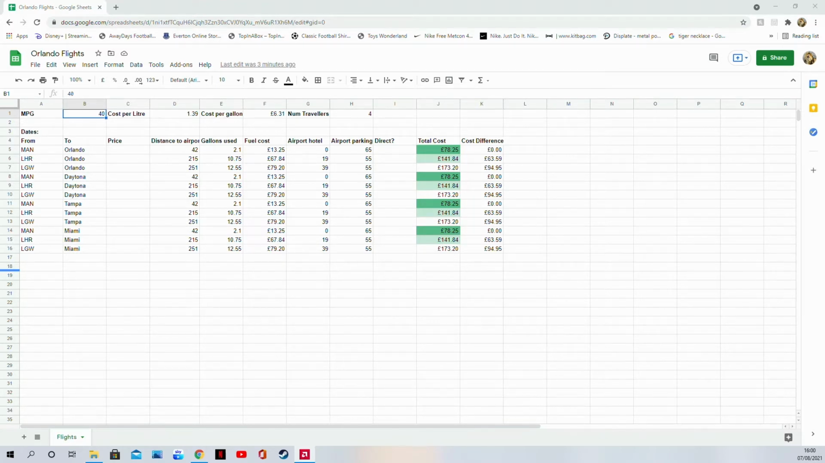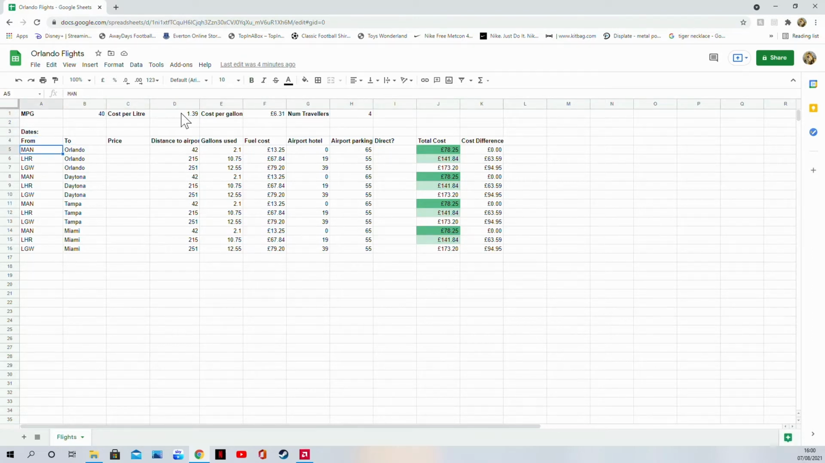on flights. So here I put the MPG of my car. The reason for that will become apparent in a minute. Cost per litre, so the current cost of fuel for my car. That will then automatically calculate a cost per gallon, and then I put the number of travellers in for who are going on this holiday.